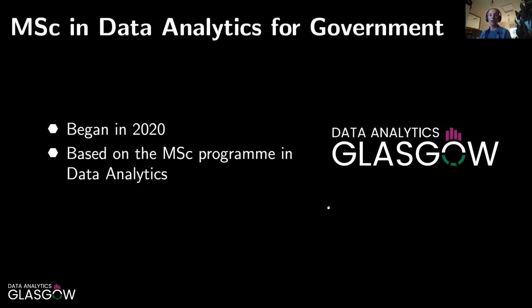Some of you might be here because you've applied or are thinking of applying for the MSc in Data Analytics for Government programme. This is a very similar programme to our standard MSc in Data Analytics, with the exception being that people who apply for this are generally working for the public sector. We only launched this programme last year, and it's in partnership with the Office for National Statistics. We had our first group of students begin last year, and as I said, it's very similar to the MSc in Data Analytics programme, with just a couple of differences which I'll point out later on.